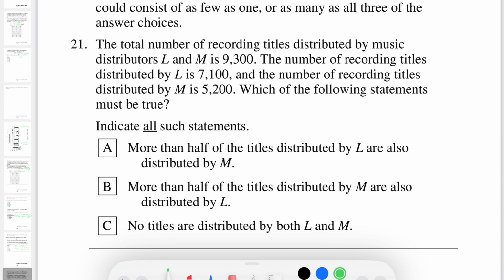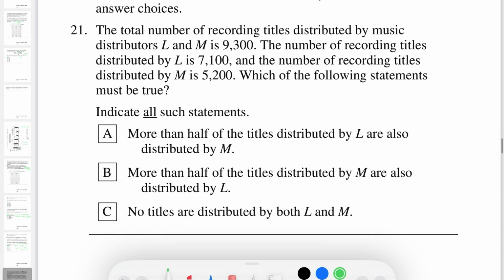Okay, 21. First of all, we have another one where we could possibly have more than one correct answer. And I am going to read it. Okay, let's read it.